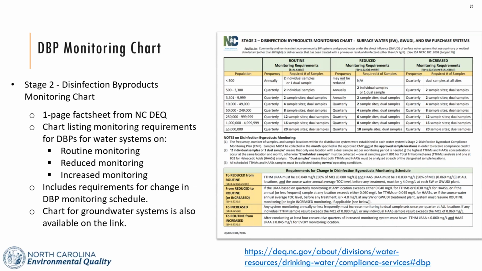There's actually two charts on the DEQ's website. One is for groundwater systems and one is for subpart H systems, and that's the one that you see on the screen right now. The chart lists the monitoring requirements for routine, reduced, and increased monitoring in the table. So you can tell that depending on the population size, your frequency will differ. And once you're on reduced or increased, you can tell if your frequency increases or reduces, or if the required number of samples increases or decreases.